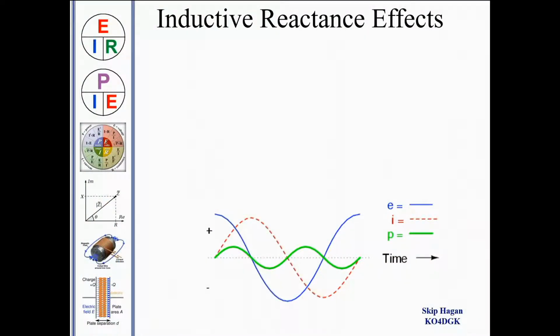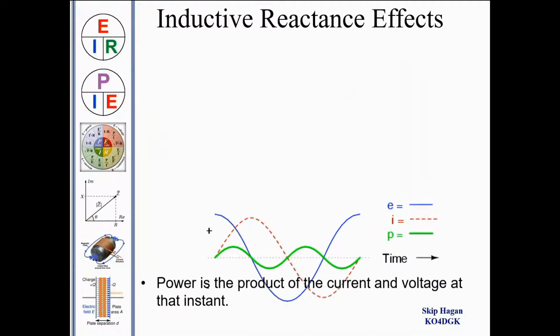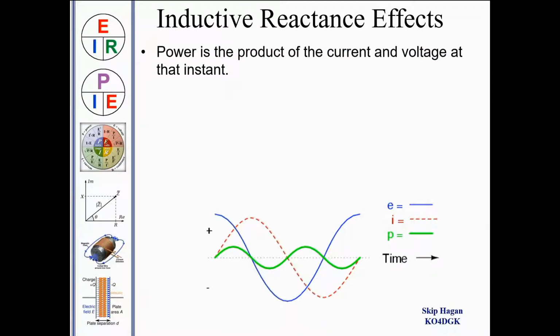So, inductive reactance effects. We're looking at power. And power is the product of current and voltage. We know that from basic Ohm's law. What happens if either one of these is zero, then power is zero.